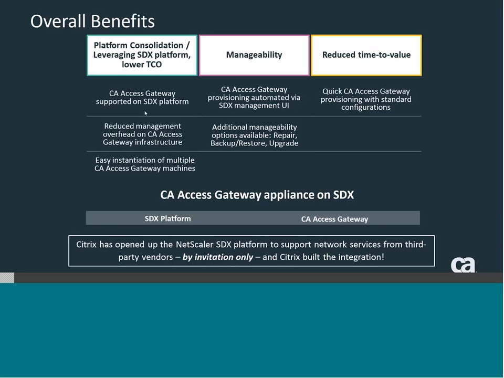And as Morgan and Brian just highlighted, Citrix has opened up the Netscaler SDX platform to support network services from third-party vendors by invitation only, and CA Access Gateway happens to be the first product from the SSO space to be made available on this platform.